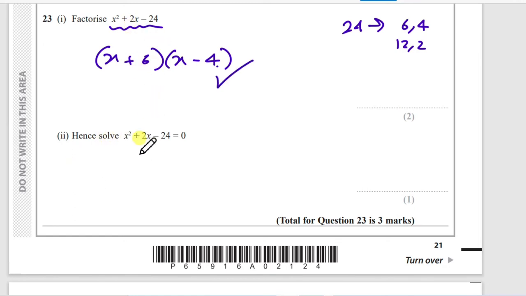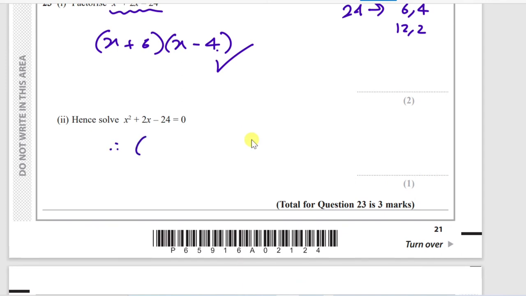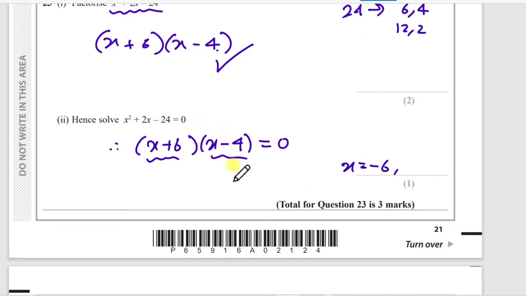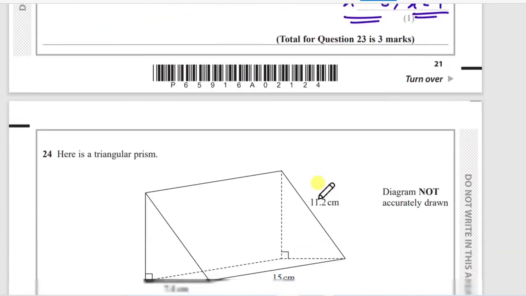Now it says, hence, using the same equation, x squared plus 2x minus 24 equals 0, we've got to solve it. So all we do now is just copy it out: x plus 6, x minus 4, and put it equal to 0. And the cool thing about quadratics, guys, you just literally underline both of them and flip the signs for the answer. So if it's x plus 6 in the bracket, out of the bracket it'll be x equals minus 6. If it's x minus 4 in the bracket, because you've got a negative sign, it'll be a positive. X equals positive 4. So that's our two answers. Cool. And this one obviously goes there. Nice, that was quite easy.